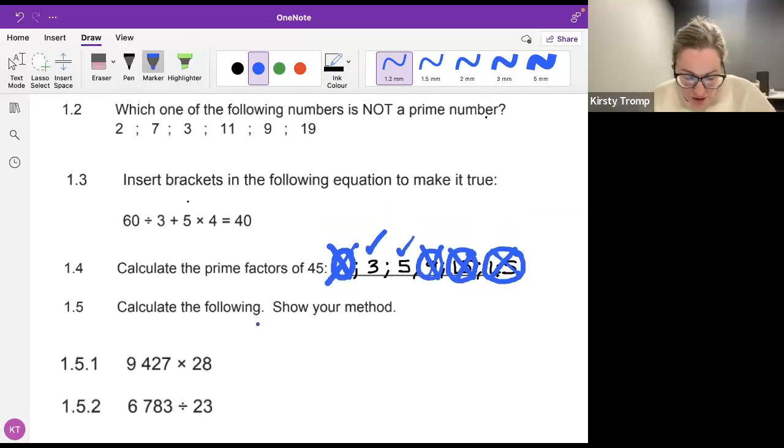All right, 1.5. So we're going to do some calculations. Calculate the following. Show your method. Okay, show your method. So 1.5.1, we're doing some multiplication.